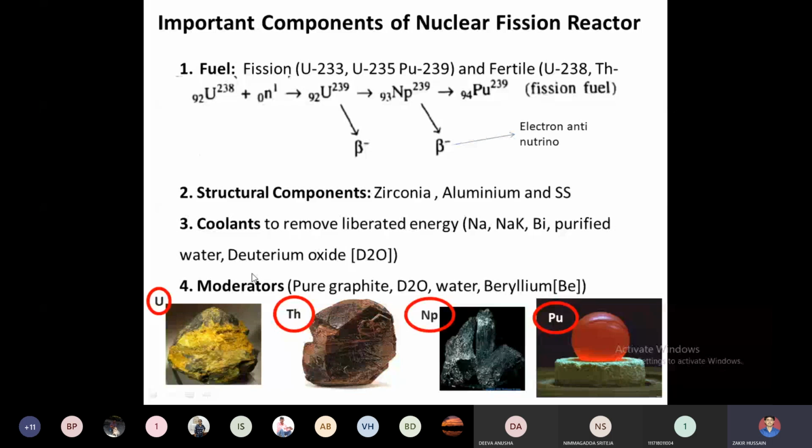In order to lower the neutron energy in a nuclear reactor, we need to use a moderator like pure graphite, heavy water, water and beryllium.